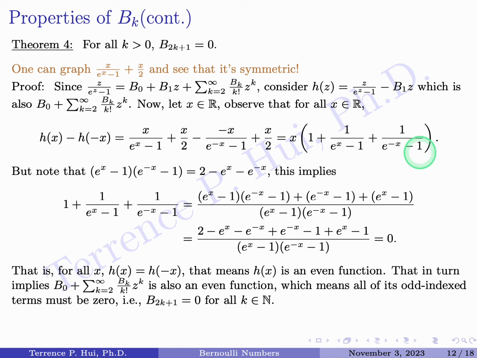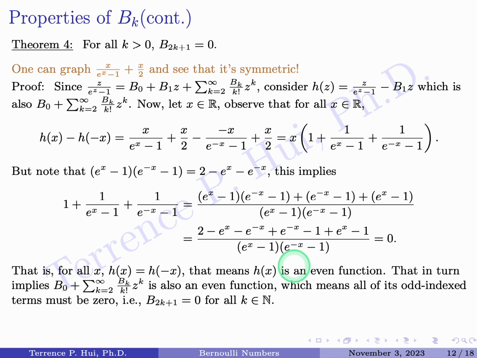Right, continue. What is this? Let's focus on inside this parenthesis. What exactly does it equal? Well, just find a common denominator, which of course is e to the x minus 1 times e to the minus x minus 1. The top equals this. If you multiply these out, e to the x minus 1 times e to the minus x minus 1 is 2 minus e to the x minus e to the minus x. Plug it in here. And then plus e to the minus x minus 1 plus e to the x minus 1.